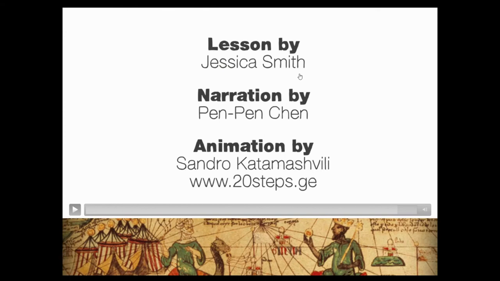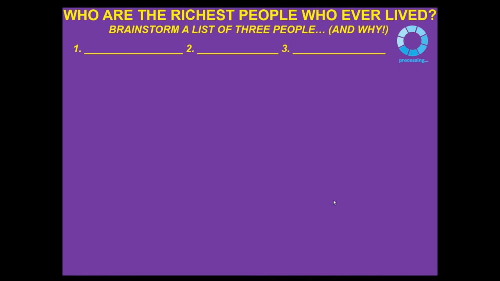All right, so as you watch that video, I want you to think about how Mansa Musa used his economic power to increase the spread of Islam in the region. All right, so who were the richest people that ever lived?